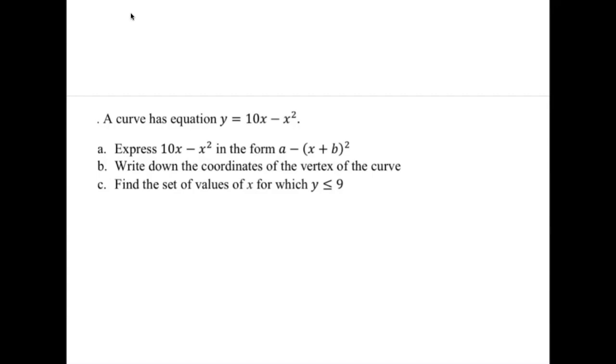Sir, how are we going to express 10x minus x squared in the form a minus (x plus b) whole squared? A completing square form. Okay. So you need to convert this into completing square form, guys.